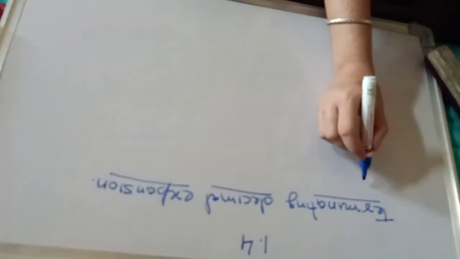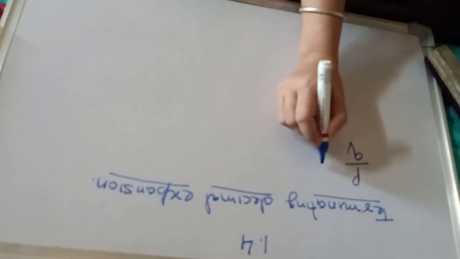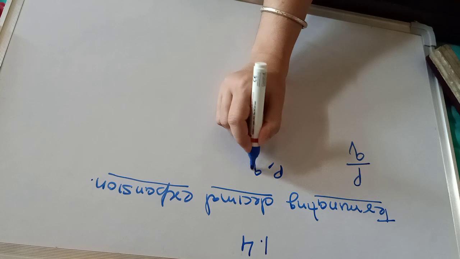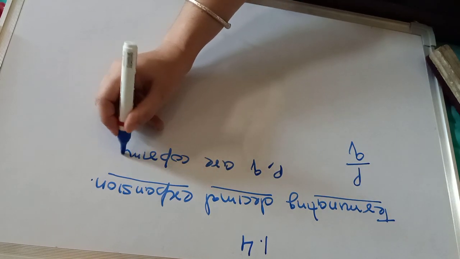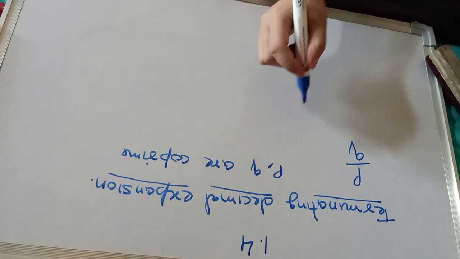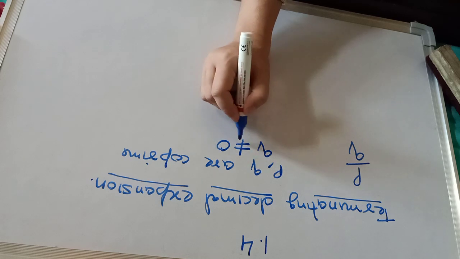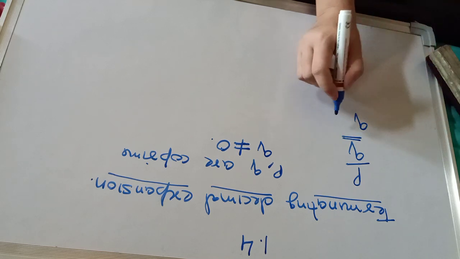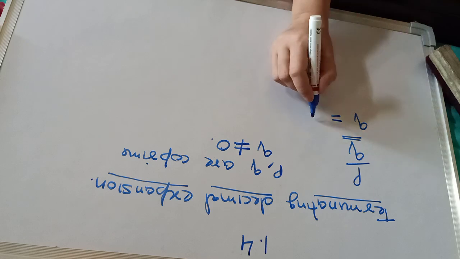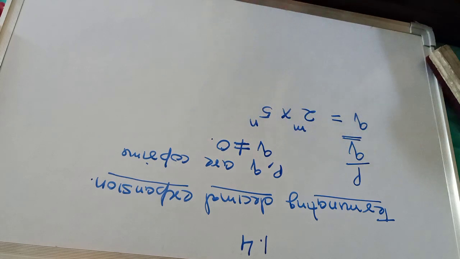So first of all, we'll have the rational number p by q, where p and q are co-prime. They must be co-prime, they don't have any common factor other than 1. Second, q must not be equal to 0. Then you need to check the factors of q. q must have factors of the form 2 raised to power m into 5 raised to power n.